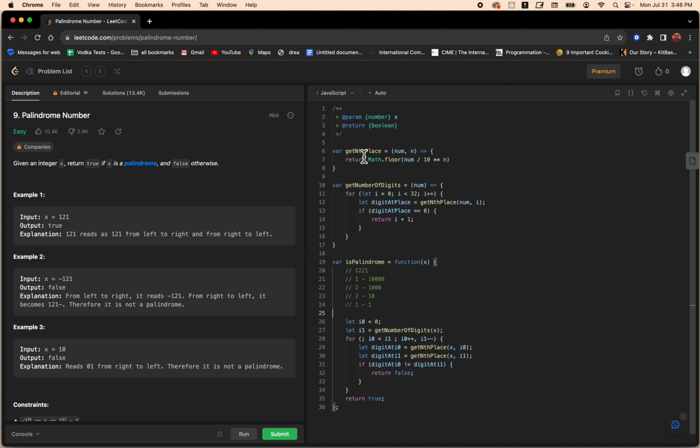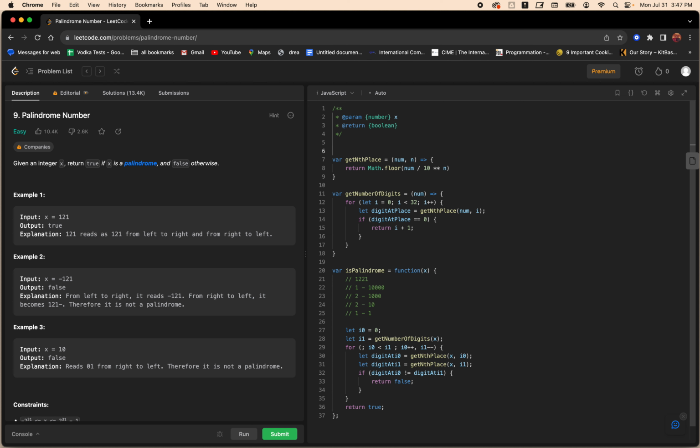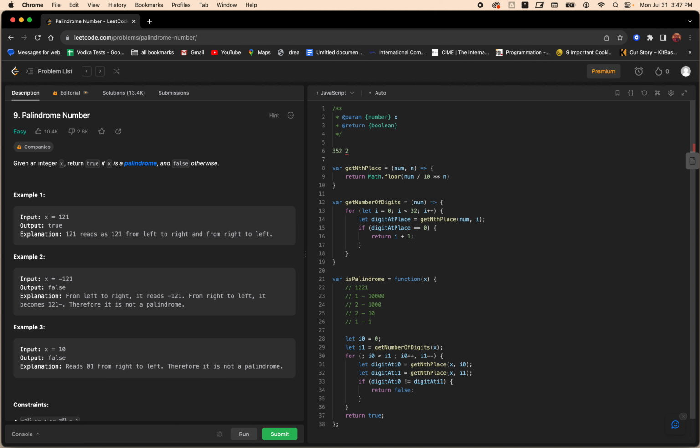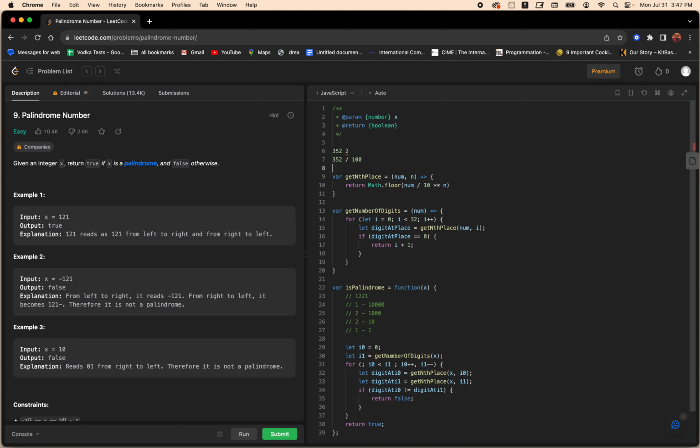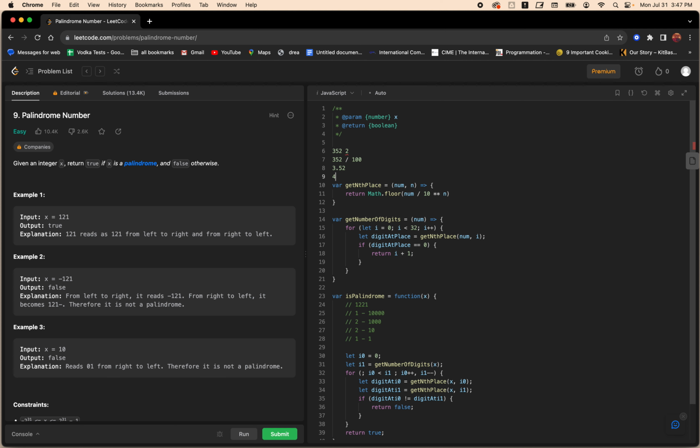Let's reread all our code here. It's a function, get nth place. Takes a number, takes n. We return the floor of that number divided by 10 to that power. So, for example, if I passed in 352 and 2, 352 divided by 10 to the second power, which is 100, gives me 3.52, and we get the Math.floor, which is 3. I'm pretty sure this is correct.